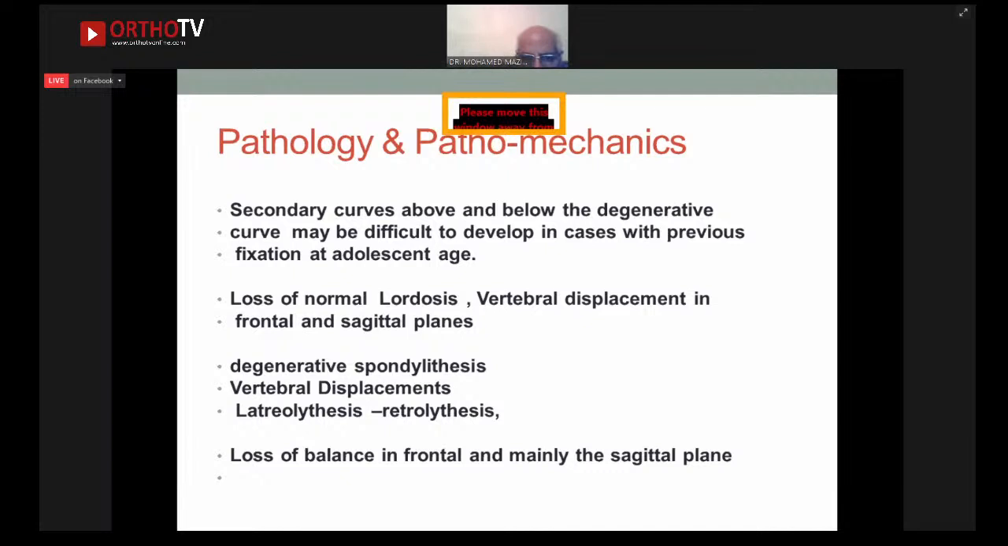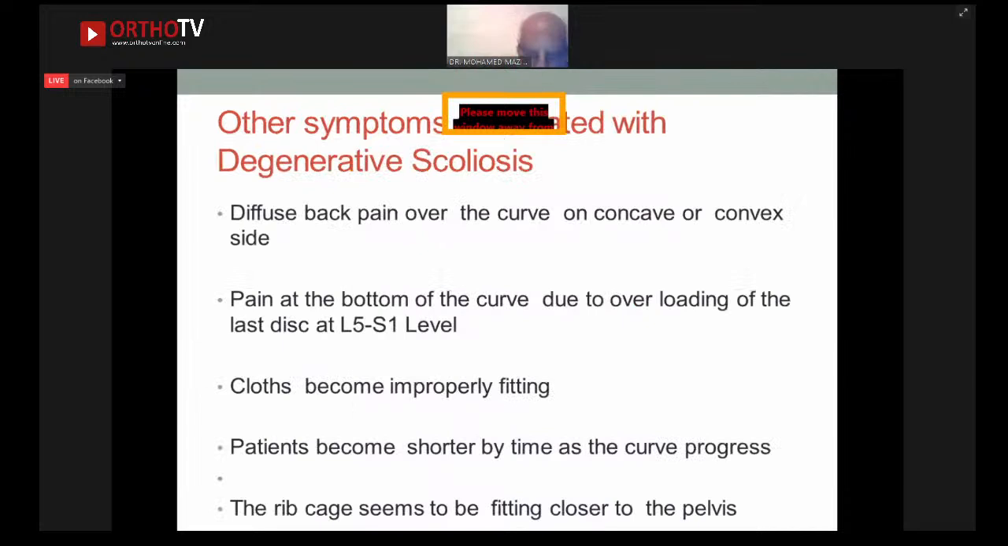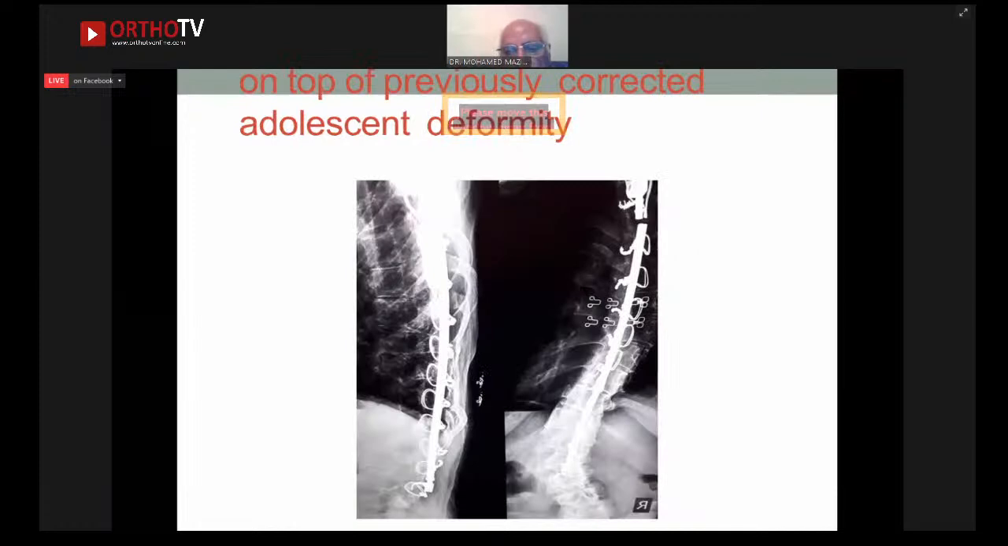This is an example of a case which was treated with a Harrington rod to correct the scoliosis at the adolescent age and developed degenerative changes in the lower part of the spine with scoliosis of the lumbar spine. This was complicated by a broken rod in the upper part.